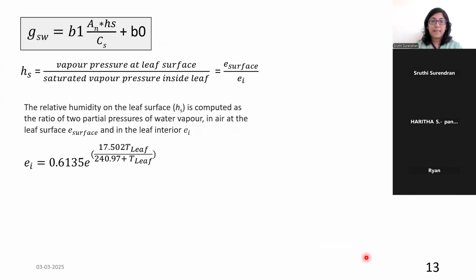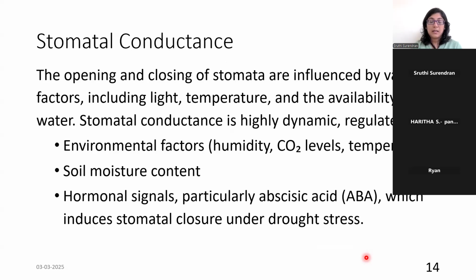And so hence we have now talked about stomatal conductance, how it is connected to assimilation and transpiration, how it is connected to the environmental variables like carbon dioxide, temperature, and humidity. Now, the next factor that will impact stomatal conductance is soil moisture content.